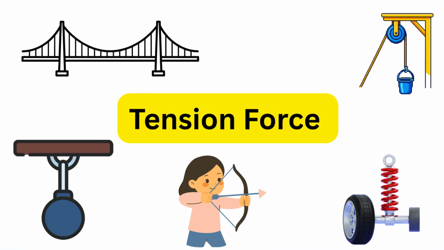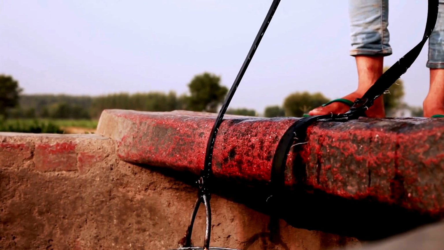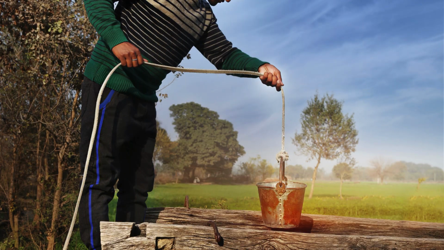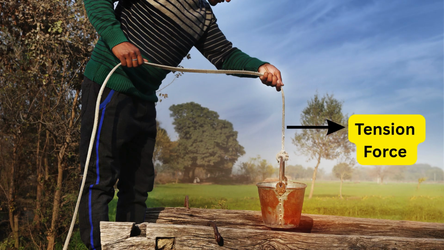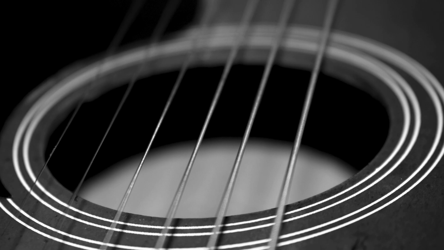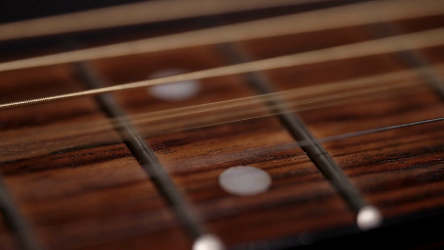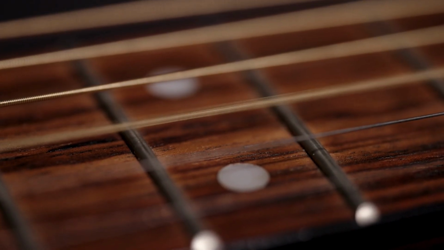Tension force. Imagine pulling a bucket up from a well using a rope. Your hand pulls the rope, and the tight rope pulls the bucket upward. This pulling force in a stretched rope or cable is called tension force. You can also see tension in a guitar string. When the string is stretched and plucked, the tension in the string helps produce sound.